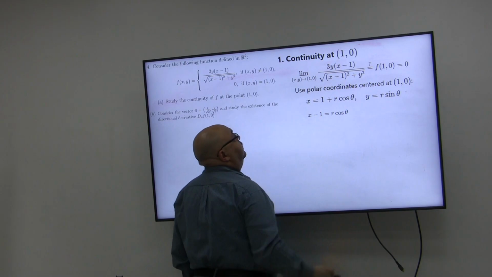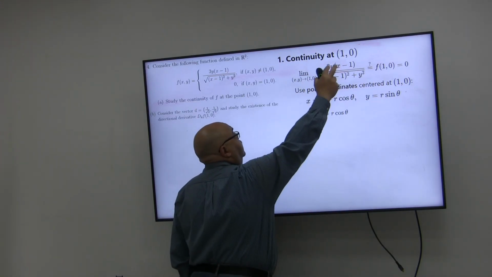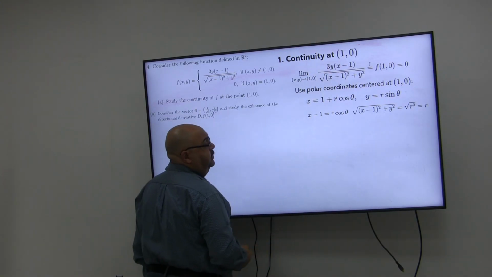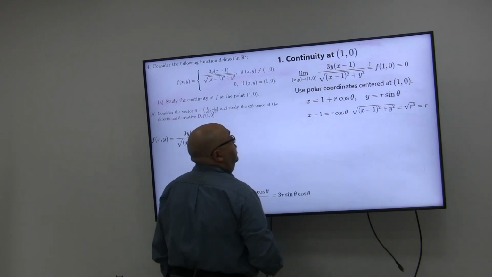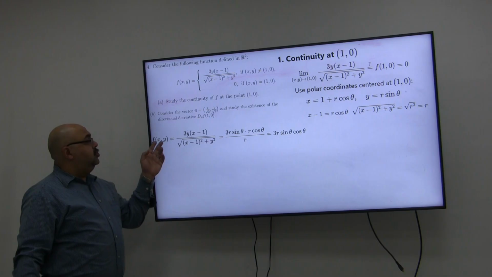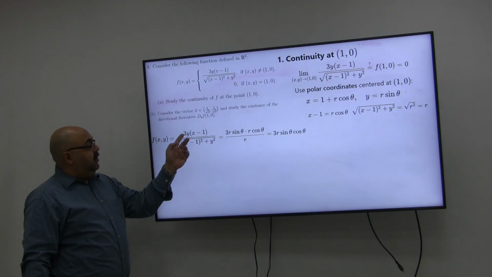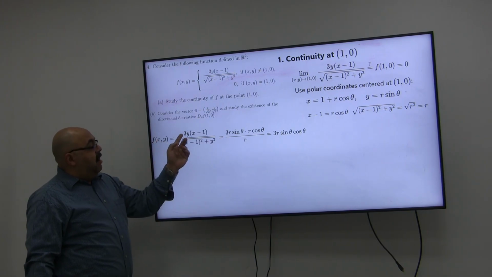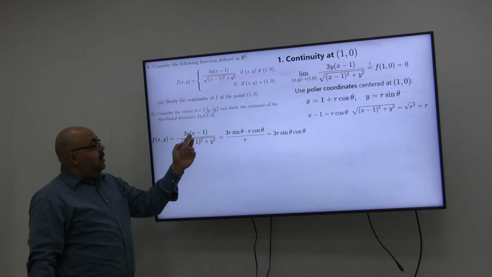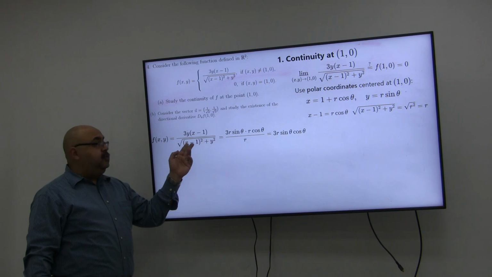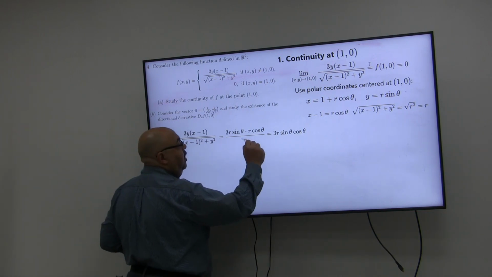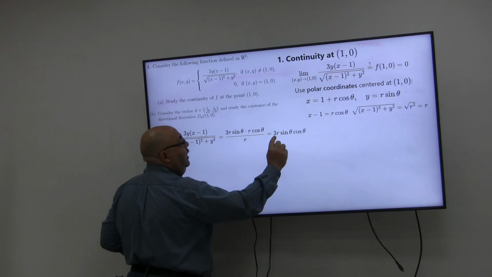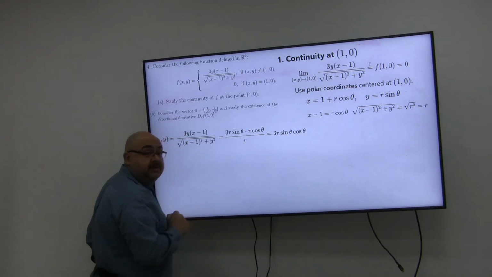Same will happen with the denominator. So once more, the substitution will equal r. Now all I have to do is start substituting. Instead of having 3y, it's going to be 3r sine theta. This is going to be just r cosine theta. And the denominator after substituting is equal to r. So if you remark, Ms. Seda, I will eliminate r with r, so I will have 3r sine theta cosine theta.